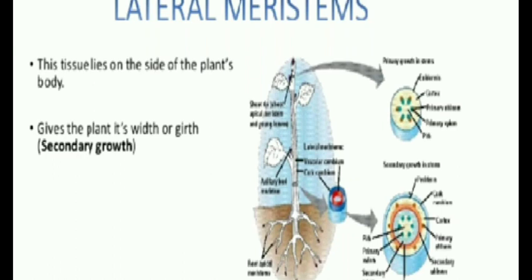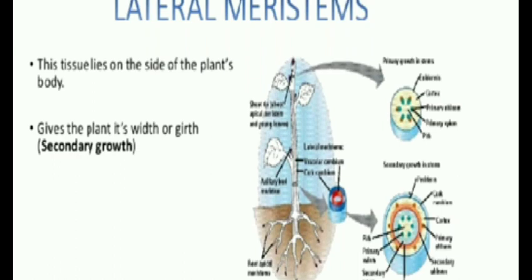Can you guess what is the function of this tissue? This tissue gives the plant its width or girth, or in other words, it is responsible for the increase in the circumference or the thickness of the stem.